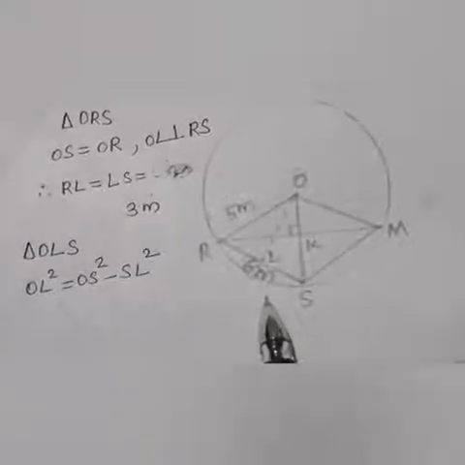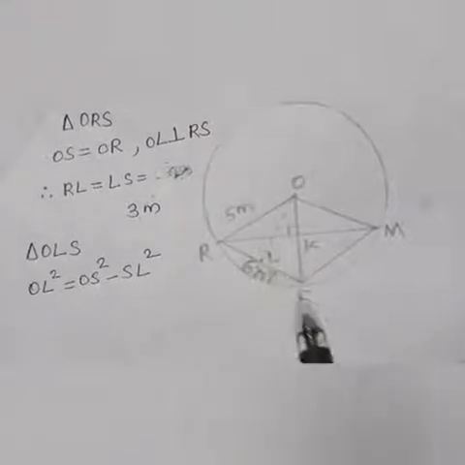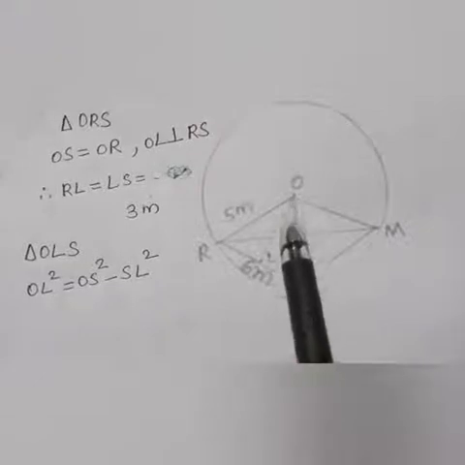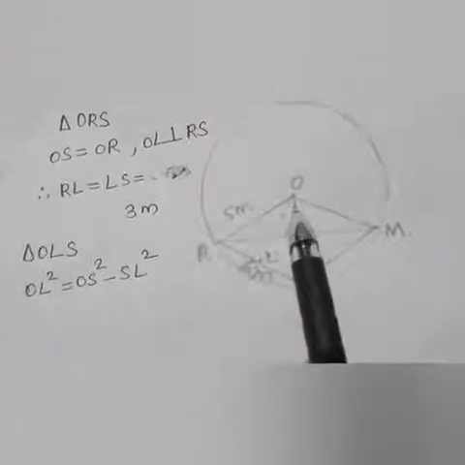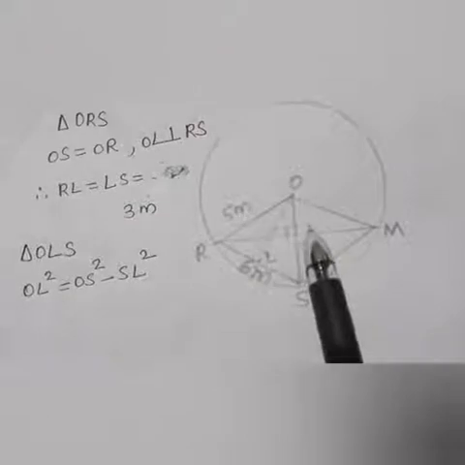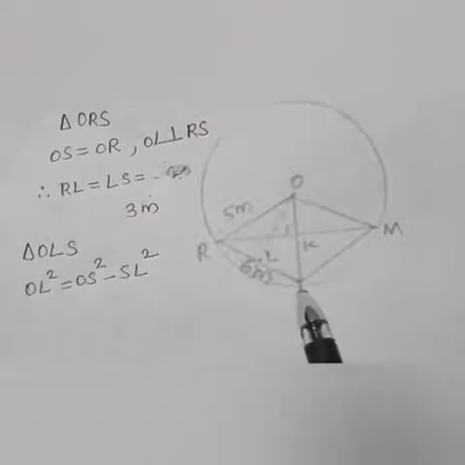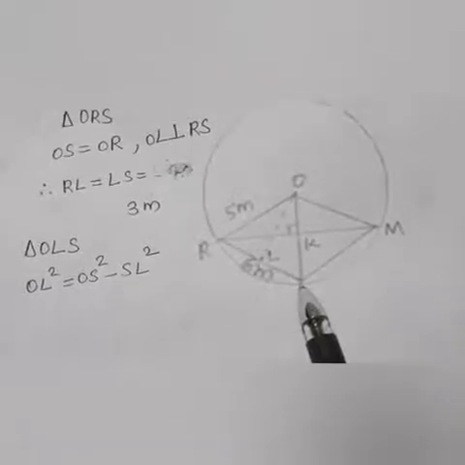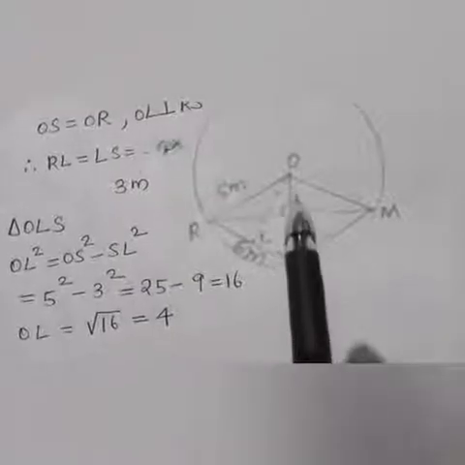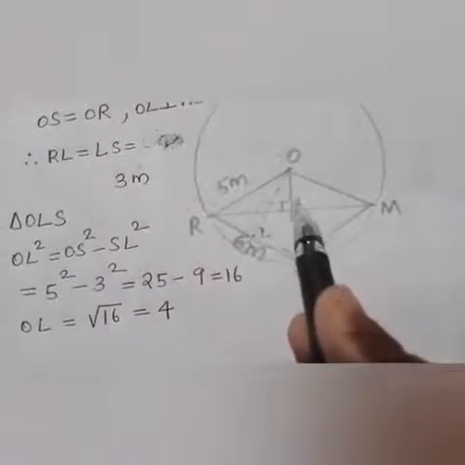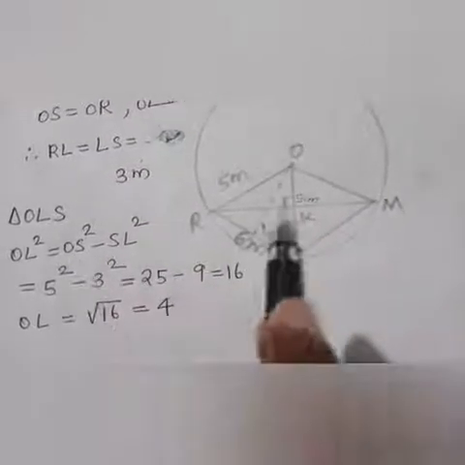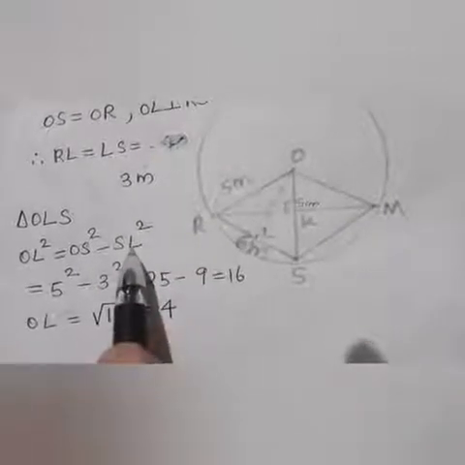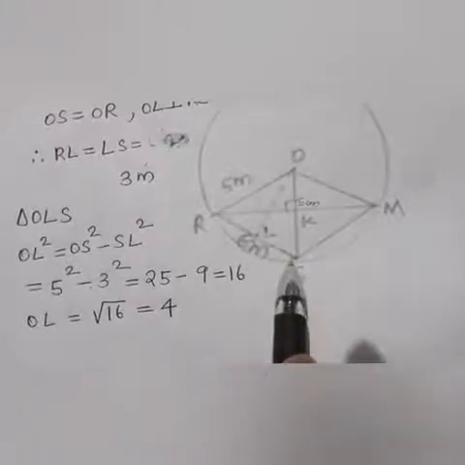Now triangle OLS, OLS perpendicular, so this angle is 90 degree and this angle 90 degree, so OL square is equal to OS square minus SL square according to Pythagoras theorem. Now substitute the values. OS is the radius, so this is 5 meter. So OS square is equal 5 square.